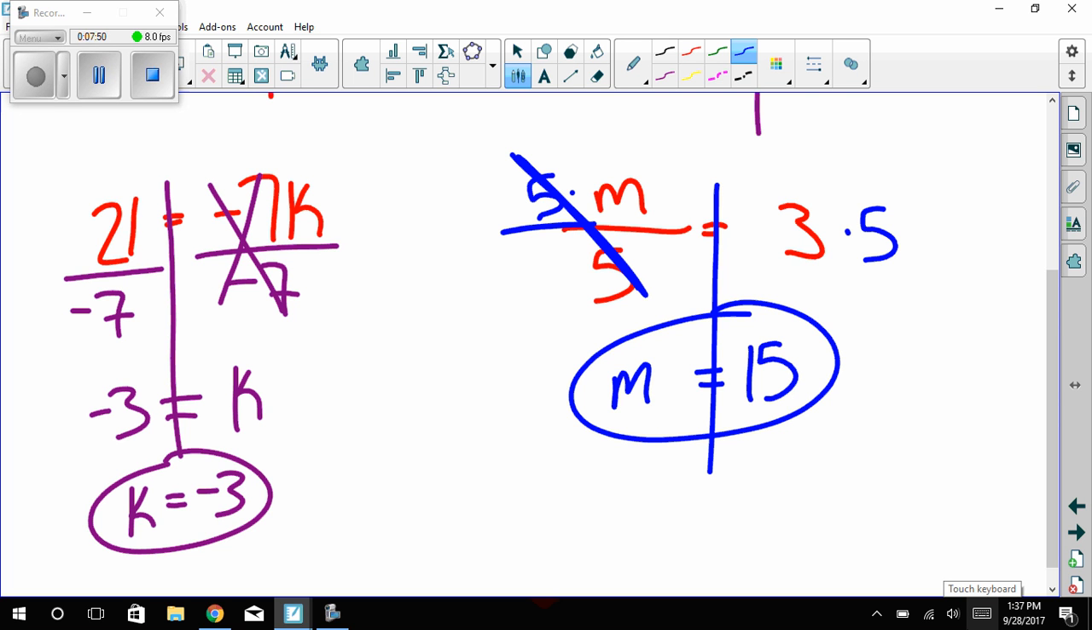All right, you're going to have an assignment. Make sure you're paying attention to your sign work. Be very careful with your positives and your negatives, and make sure you get the right thing for your answer.